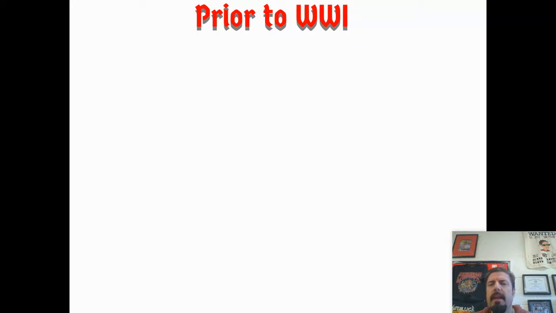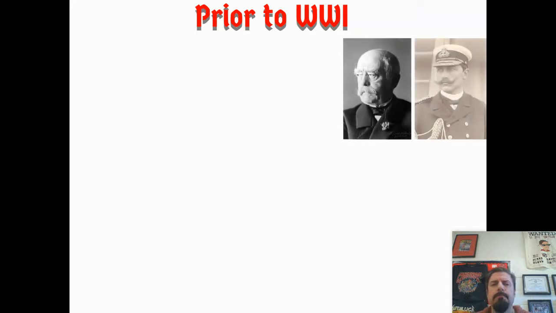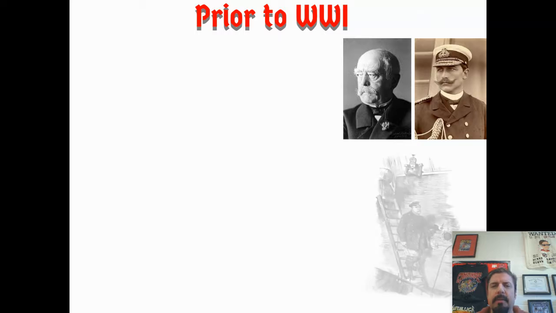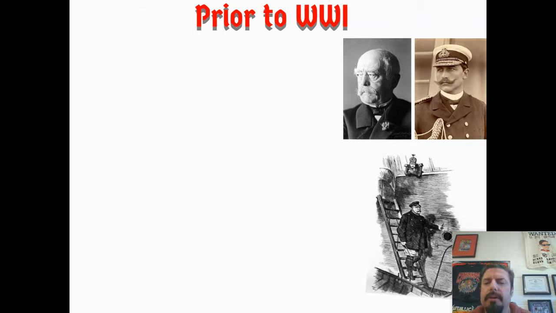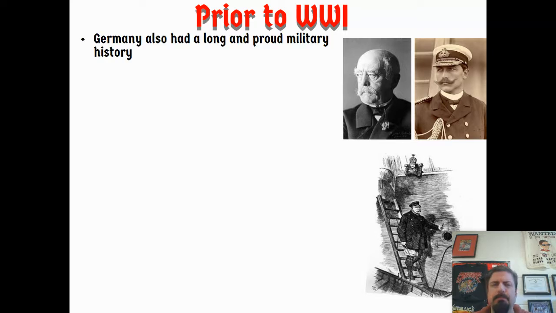So let's just go back in history. Prior to World War I, here's a couple pictures. The first guy is Otto von Bismarck. The second guy is the Kaiser, the Emperor Wilhelm II. This is a picture of Kaiser Wilhelm firing Otto von Bismarck in the late 1890s.